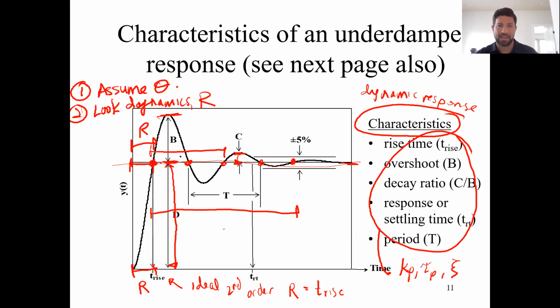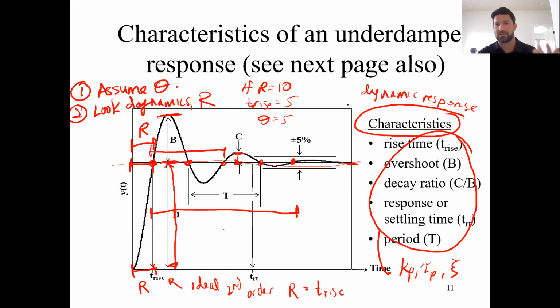Once we get zeta and tau based on the period of oscillation and the overshoot, we can use that to calculate T rise based on the equation that I gave you, and we can compare T rise to R. R should be at least bigger than T rise. So if R equals 10 and T rise equals 5, then we know that theta equals 5, right? That's how we would determine whether a second order process has dead time or not.